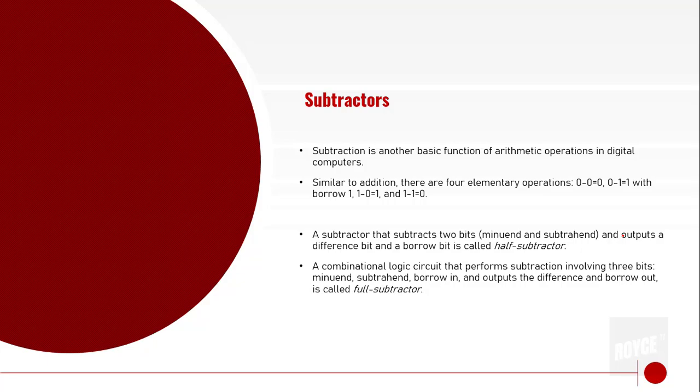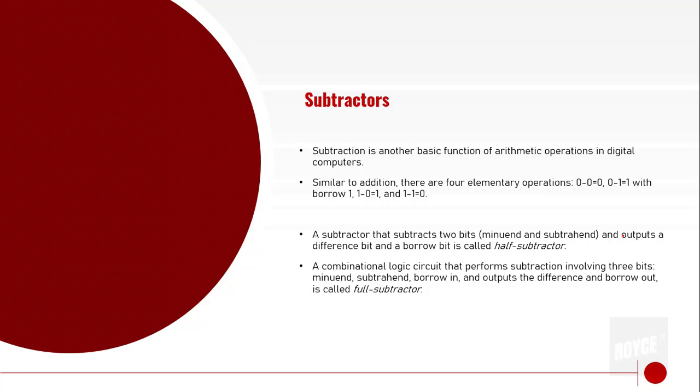Now, we also have another basic function, which is the subtractor. Subtraction is also a basic arithmetic operation used in our digital computers. Review lang ulit. In our operation, subtraction of binary numbers, 0 minus 0 is 0, 0 minus 1 is 1 with a borrow. Siyempre, with borrow 1. Kailangan natin mag-borrow 1 from the next significant digit. And then, 1 minus 0 is 1, and 1 minus 1 is 0.